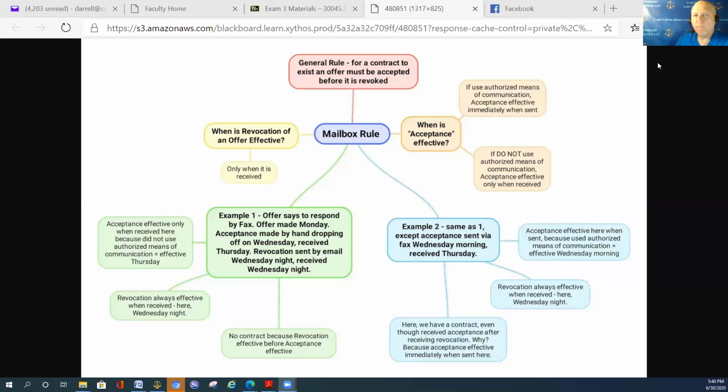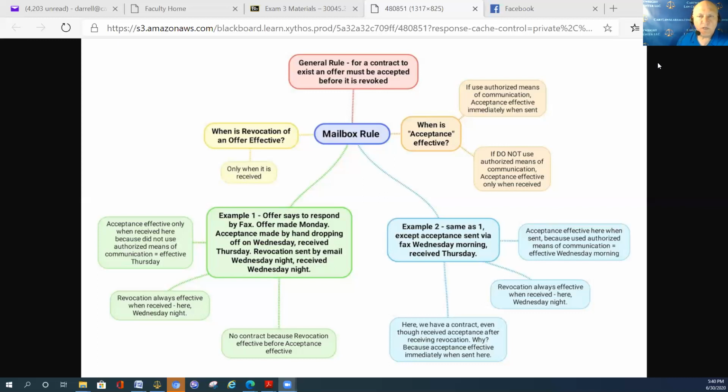Lay people might not understand this, but you can have a contract where an offer is made, then a revocation occurs next, and then an acceptance occurs after that, and it's still a valid contract. It doesn't make sense unless you know what the mailbox rule is. So let's talk about that. In general, you're going to have 2 basic rules. One rule is an always rule, and one rule is a sometimes rule.